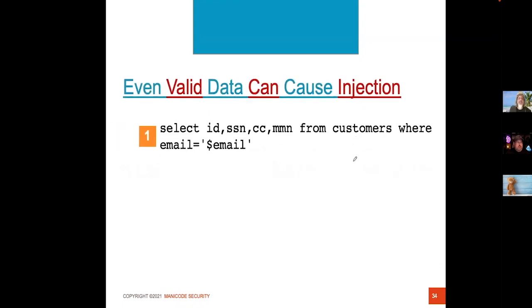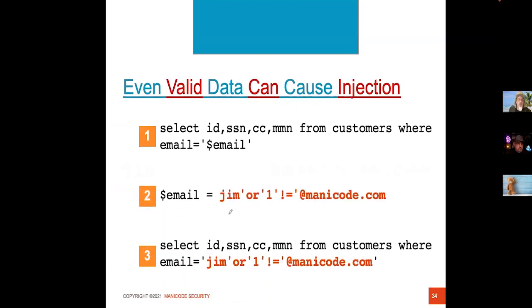So if you use input validation to stop injection, you're going to get pwned. Here we go. There's my valid email address. Into that email address, select data from customers where email is Jim or one. That's an or. One does not, that's true. You add or true to a query. Boom, I get the whole table. SQL injection with the valid legal email address.